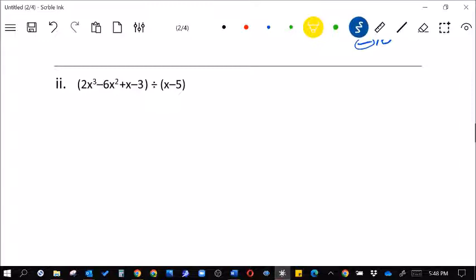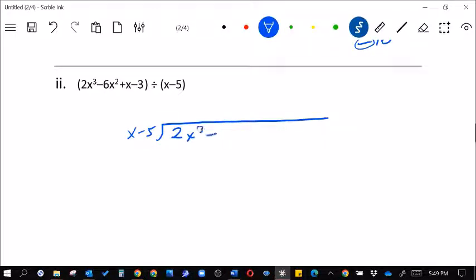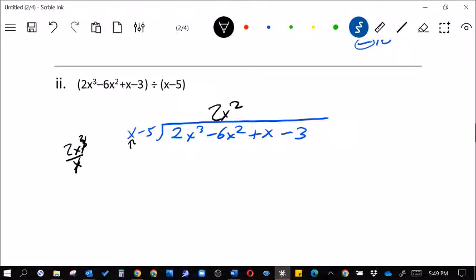All right, let's set this one up the same basic way. So I'm going to have x minus 5, the long division, 2x cubed minus 6x squared plus x minus 3. And so my first thing to do is to think I have just an x here. So I'm going to do 2x cubed over x. That x cancels out one of those. So it's 2x squared that I need up here.